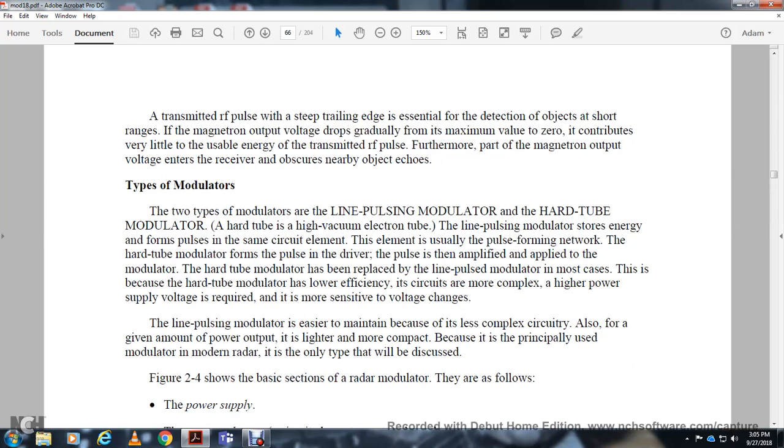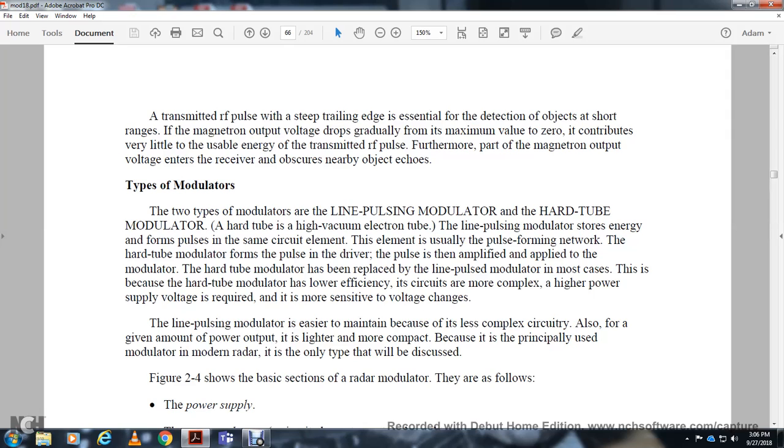Two types of modulators are the line pulse modulator and the hard tube modulator. The hard tube is a high vacuum electron tube. The line pulse modulator stores energy in the form of a pulse in a circuit element, usually a pulse forming network. The hard tube modulator forms the pulse in a driver, and the pulse is amplified by the modulator. The hard tube modulator has been replaced by the line pulse modulator in most cases.